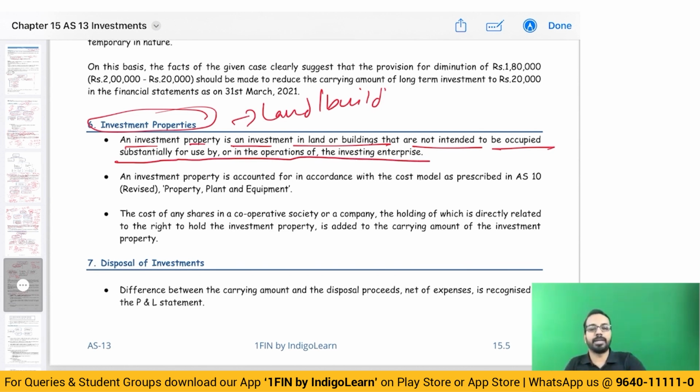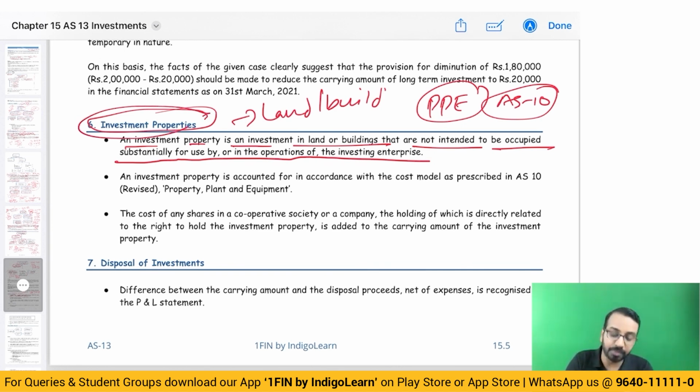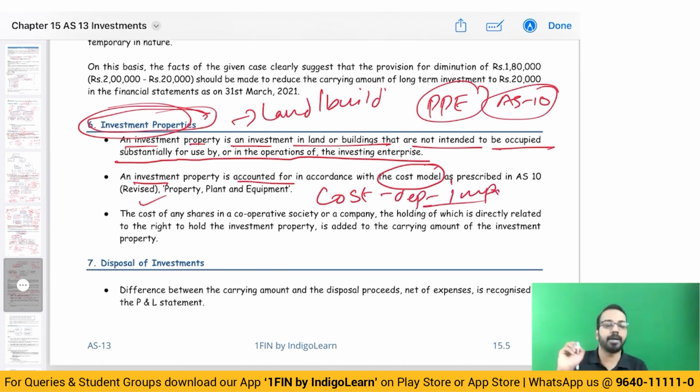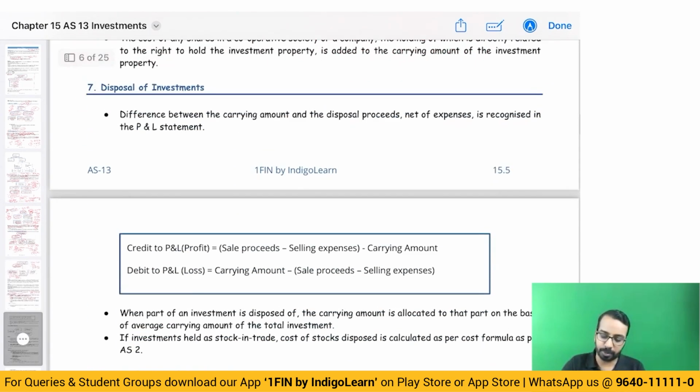So if I have an office place building, if I'm using it for my office, I call it property, plant and equipment as per accounting standard 10. But if I have a land and building and I want to give that on rent, then that is called investment property. Investment property is accounted by using the cost model as per accounting standard 10. So you'll have cost minus depreciation minus impairment. Okay, so that is about investment property.